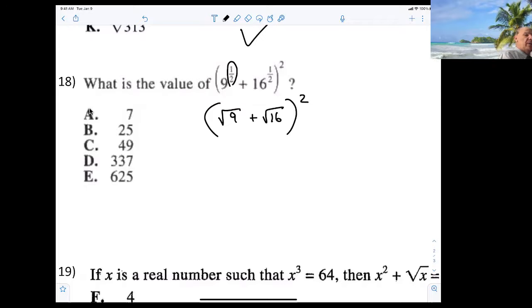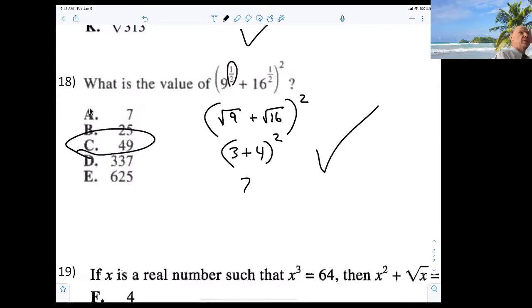Now look how easy this is. What's the square root of 9? 3. What's the square root of 16? 4. What's 3 plus 4? 7, squared. 49. Yes. All right. Again, please give yourself a nice little check if you're understanding these.